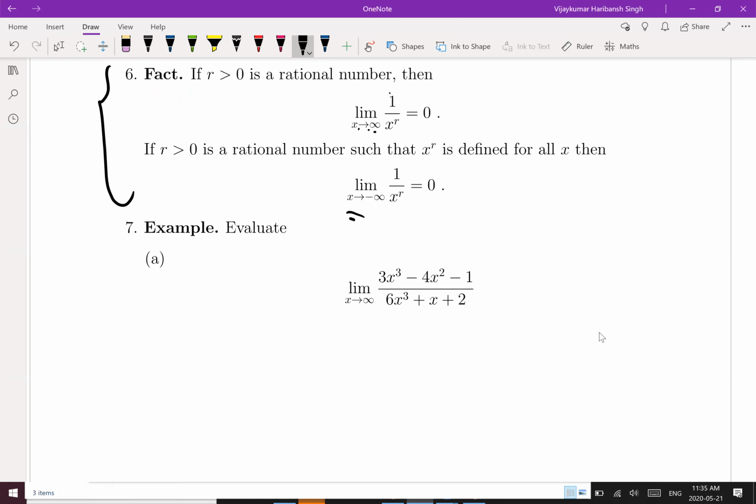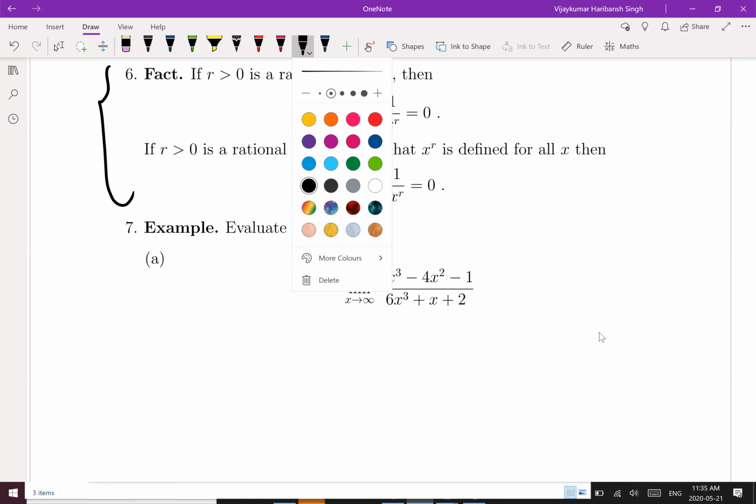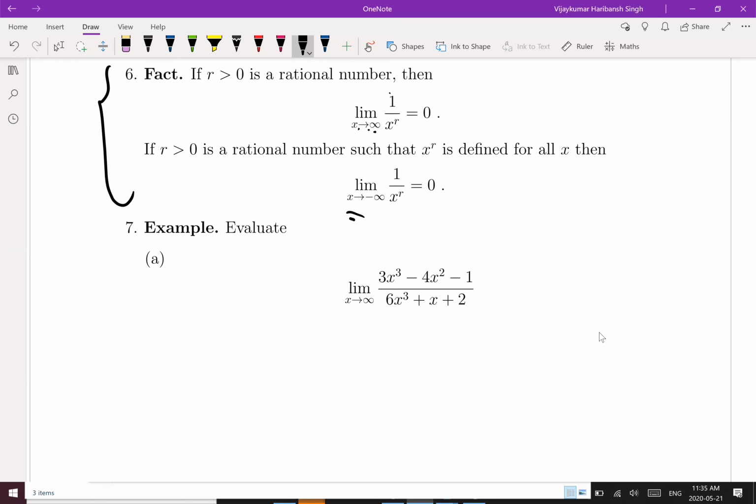We'll divide both numerator and denominator by the highest power, x to the power something, and that power would be the highest power in the denominator. So you always divide by the leading term of the denominator. Why denominator? Because it will keep the expression simpler. All right, so let's work on that.